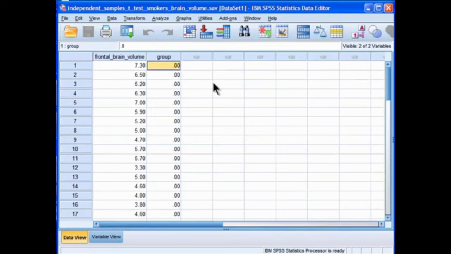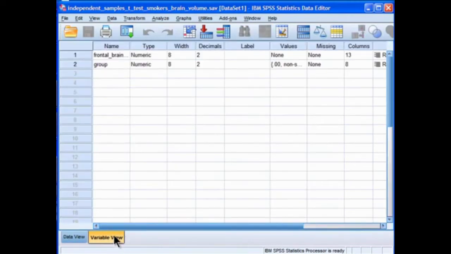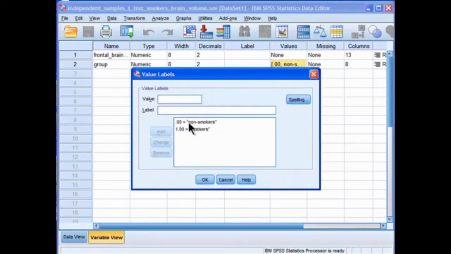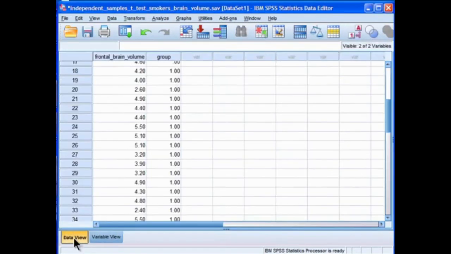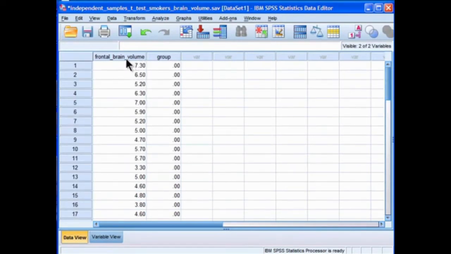Okay, and then how to label that? You can see it at variable view by clicking the tab at the bottom. Then to label the values, click this tab and input the data. Input 0 for value, then label it non-smokers, and then 1 for smokers. Then click OK, and then let's go back to our data view. Here is the dependent variable, the frontal brain volume. And then here is our independent variable, our groups of non-smokers and smokers.